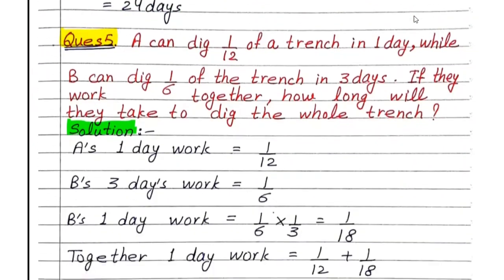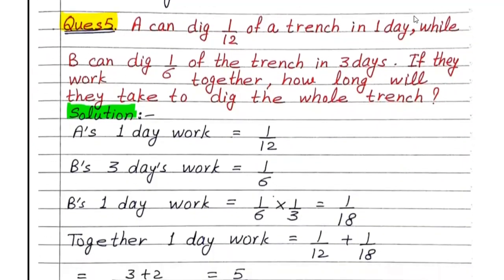Now children, let us move to the next question. See question number 5. A can dig 1/12 of a trench in 1 day, while B can dig 1/6 of the trench in 3 days. Here, children, a trench is a deep hole, a pit, right? If they work together, how long will they take to dig the whole trench?